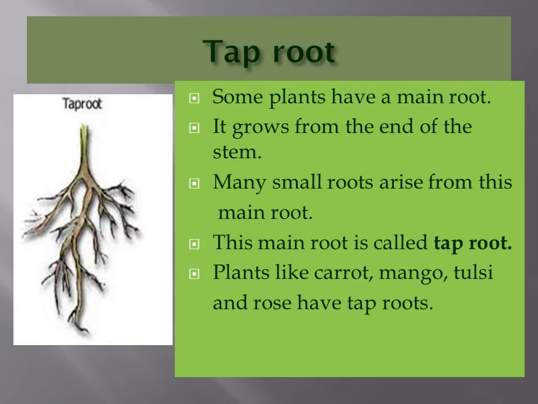Few of the plants have a main root. It grows from the end of the stem. Many small roots arise from this main root. This main root is called taproot. Plants like carrot, mango, tulsi and rose have tap roots.